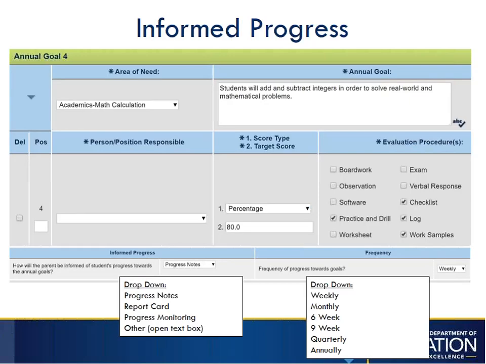Informed progress. In the area of informed progress, the IEP team will address how the parents will be informed of the student's progress towards the annual goal. The drop-down option for one required selection is, of course, we have progress notes, report card, progress monitoring, and other, which is an open text box.